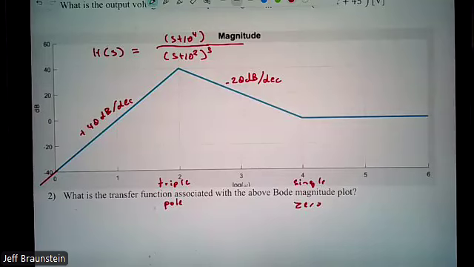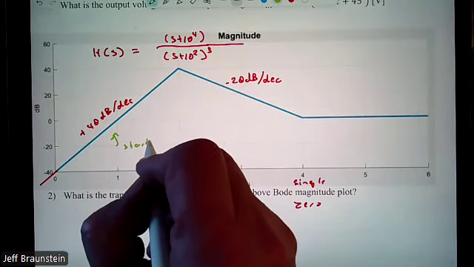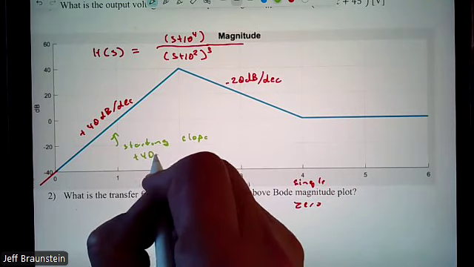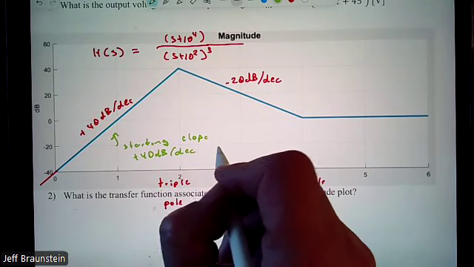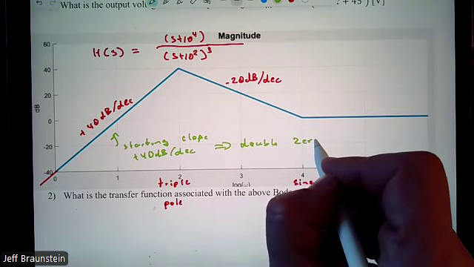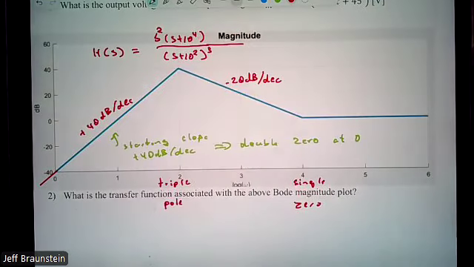You can go back and reference our notes from before. We've talked about that before. This starting slope of plus 40 dB per decade is a double zero at zero. So we have an S squared term in there. And we can go check a little bit. We can do the limit.